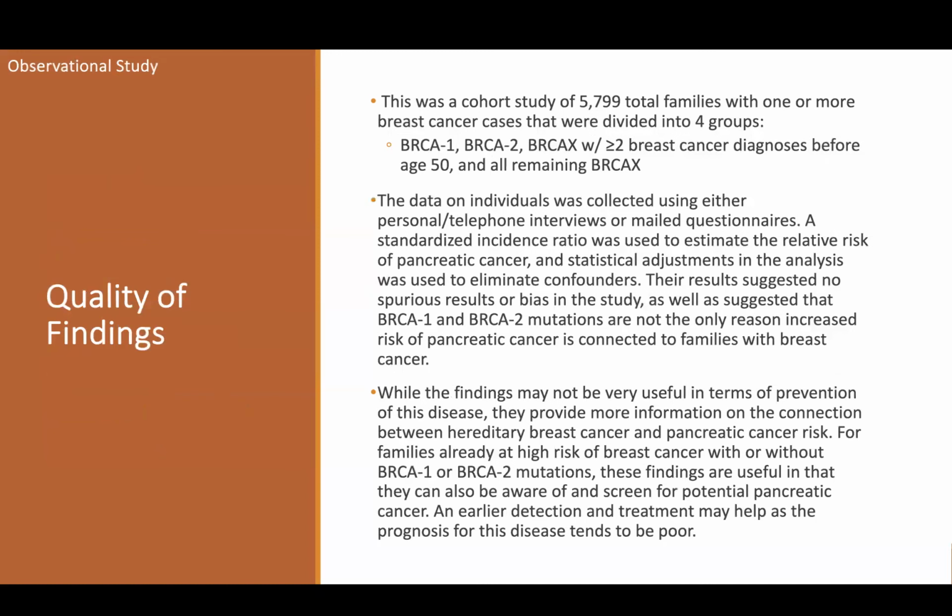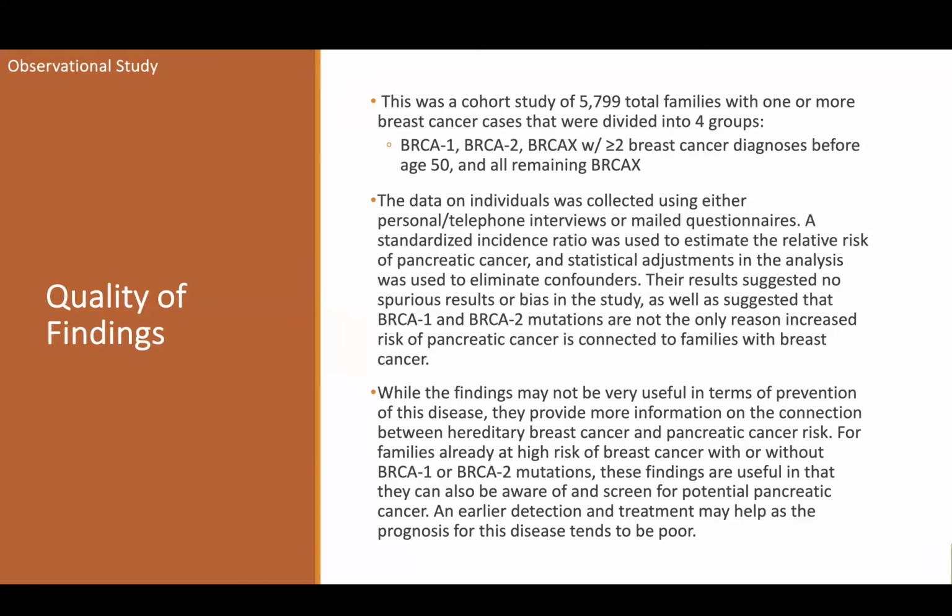So in terms of quality of the findings of this observational study, this was a cohort study of 5,799 total families with one or more breast cancer cases, and they were divided into 4 separate groups. Those that tested positive for the BRCA1 mutation, those that tested positive for the BRCA2 mutation, and those who didn't test positive for either of those mutations, BRCAX. And this was broken up into 2 groups with families with 2 or more breast cancer diagnoses before age 50, and then all the remaining BRCAX families.